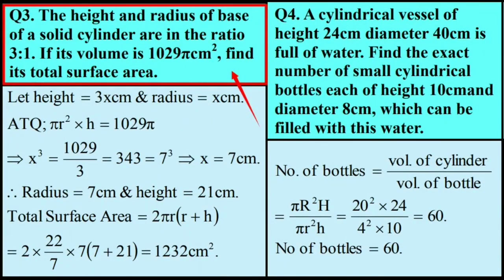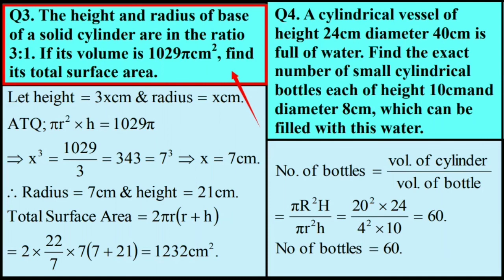Here is the next question, question number 3. The height and radius of base of a solid cylinder are in the ratio 3:1. If its volume is 1029 pi centimeter cube, find its total surface area.